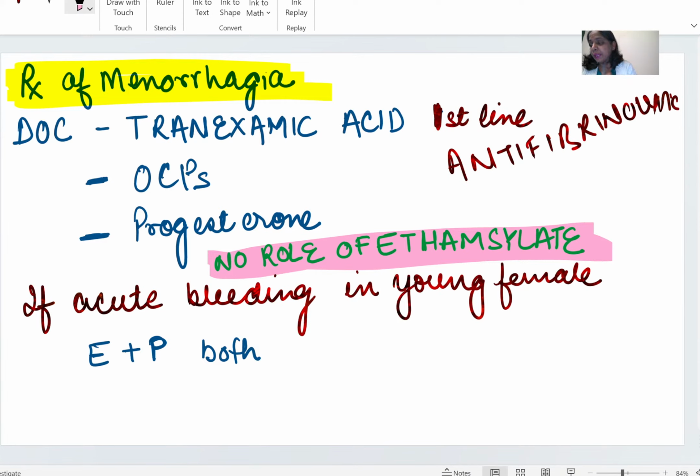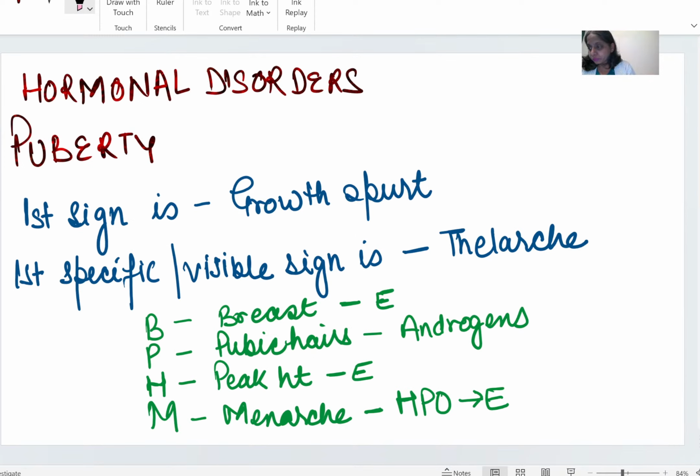If a young female is coming to you with acute bleeding, then the treatment of choice is estrogen plus progesterone. Estrogen plus progesterone if the patient is coming to you with acute bleeding. Okay, young female with acute bleeding, because we cannot do DNC over there.